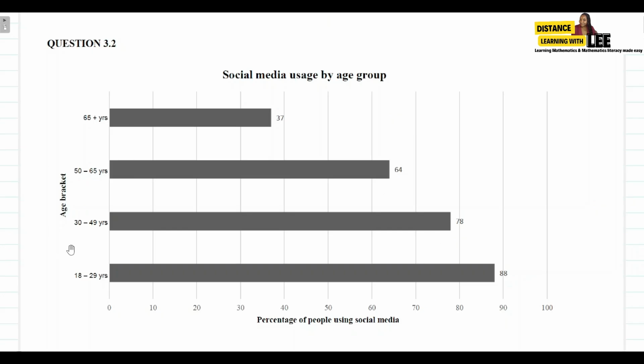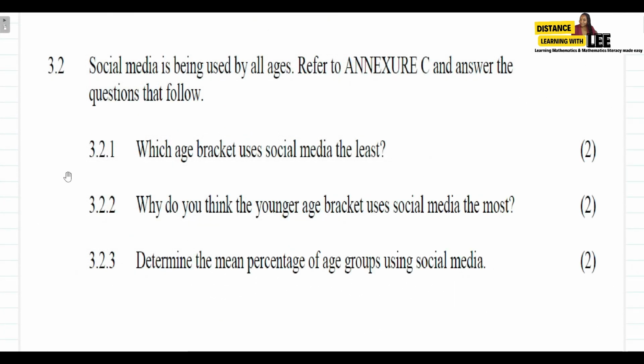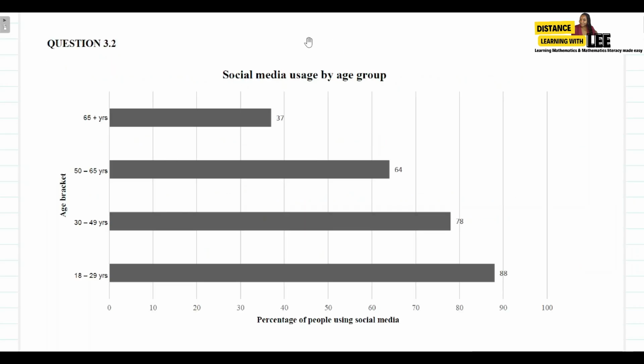So we're going to be using this horizontal bar graph to answer the questions that are given to us. Question 3.2.1 says, which age bracket uses social media the least? From this horizontal bar graph, we can already see that the age bracket that uses social media the least is the age bracket of 65 plus years. So we're going to write that down.